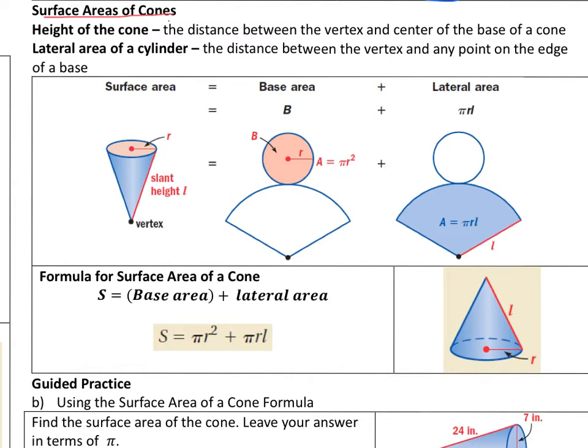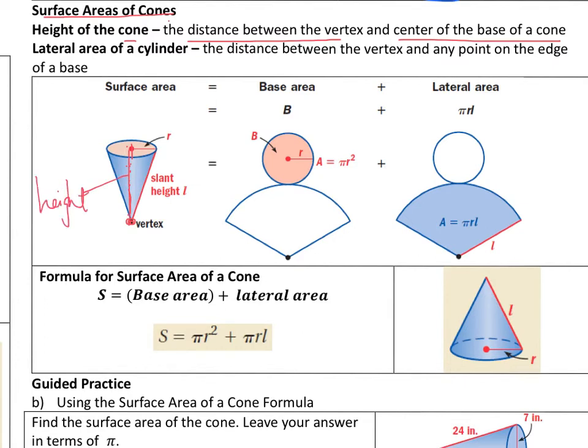Yeah, just think of an ice cream cone. The height of a cone is just the distance between the vertex, okay, so this is the vertex, the tip of the cone, and the center of the base of a cone. So here, this could be considered the height of a cone.